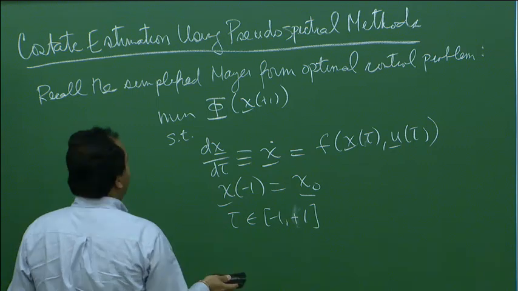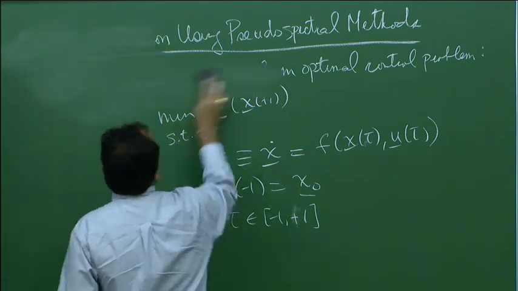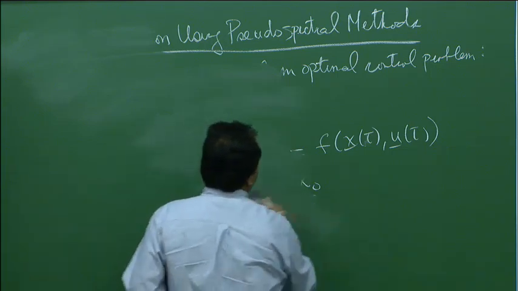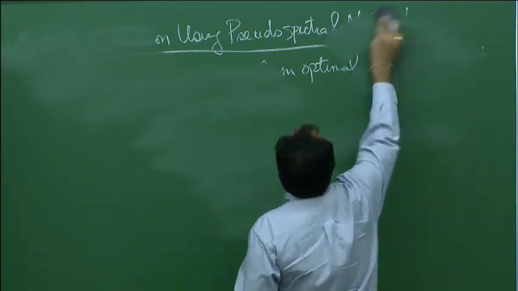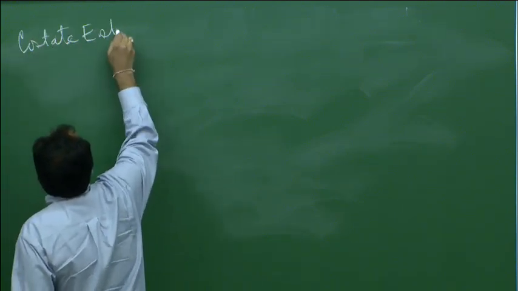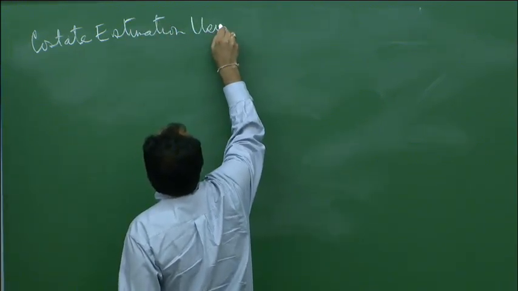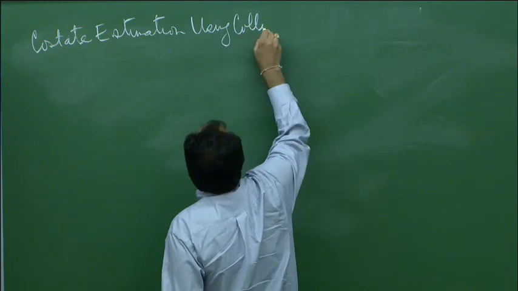And the way I'm going to start is with the Gauss pseudospectral method. We're going to do co-state estimation using Gauss, and then later on, after today's lecture, we'll talk about Radau, and then we'll go on to Lobatto. So let's start with Gauss. Co-state estimation using collocation at LG points.